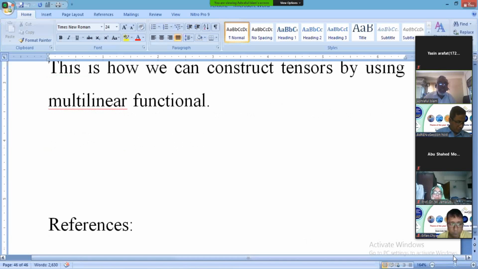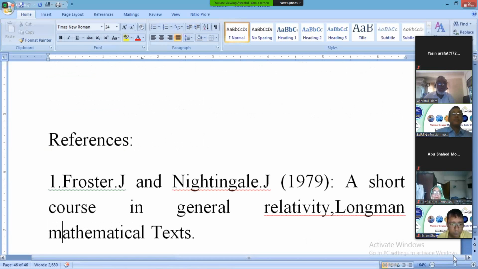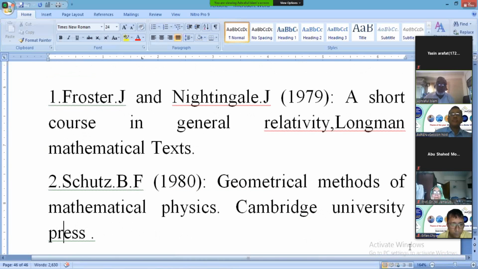The references: I have taken from two books, but not everything from these books; I have taken my own calculation and my own theme to introduce here. One book is Foster and Nightingale, 1979, A Short Course in General Relativity, Longman Mathematical Text. The other is Bernard Schutz, 1980, Geometric Methods of Mathematical Physics, Cambridge University Press. This book is very important but very tough to understand.